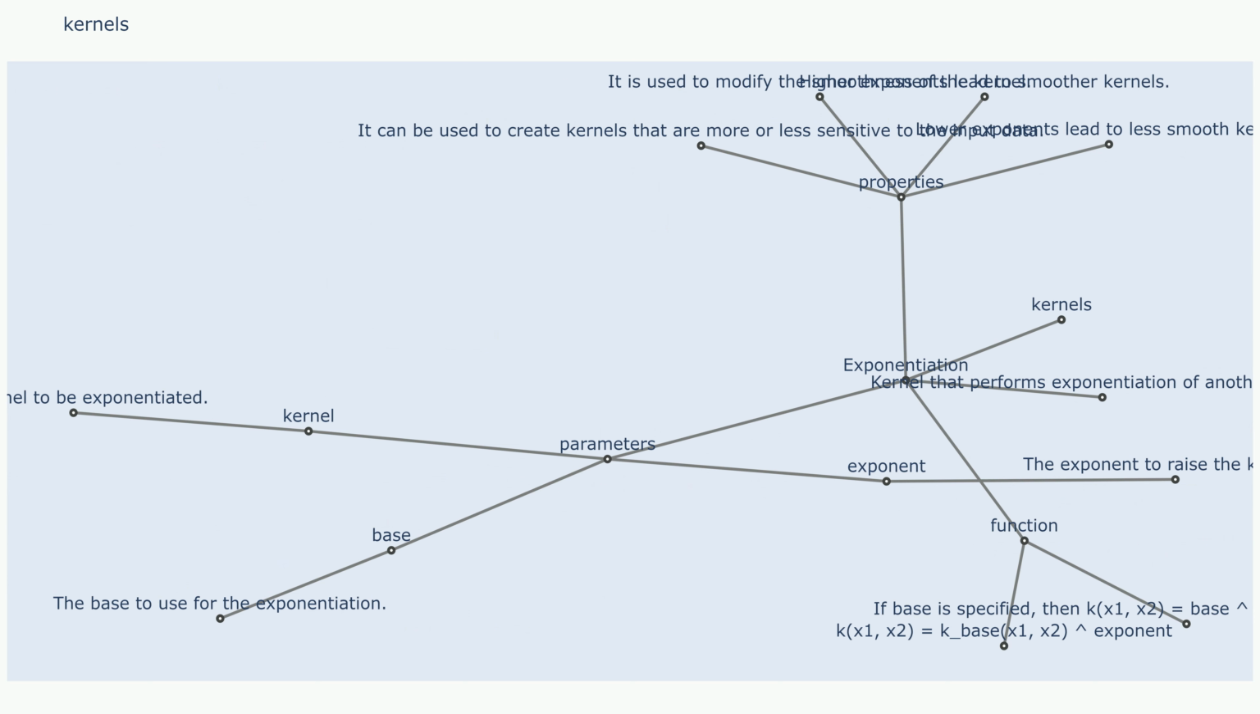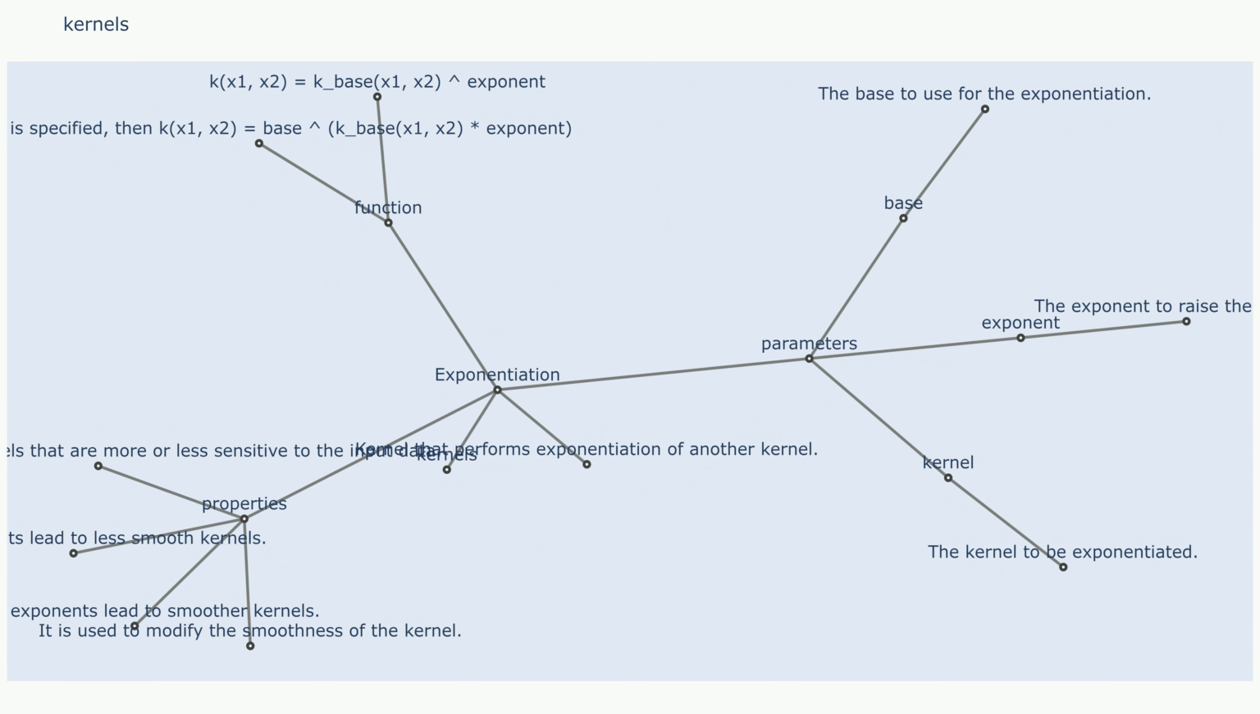4. Caveats. Overfitting. While increasing the exponent can improve smoothness, it can also lead to overfitting if not carefully managed. Be cautious when dealing with complex datasets. Computational cost. Higher exponents generally increase the computational cost of fitting the model.